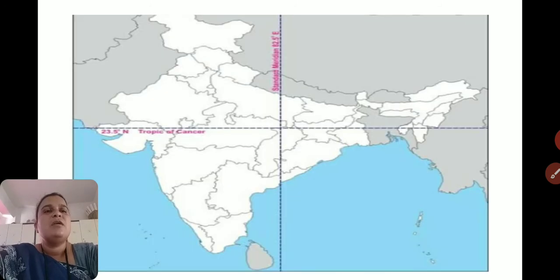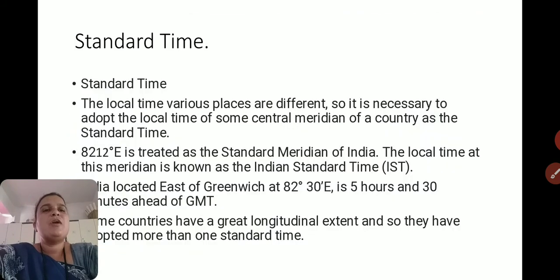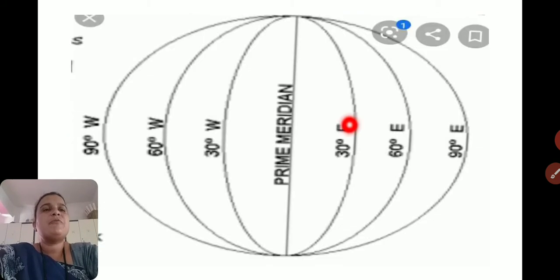You can see here in India, this is the Indian Standard Time, which is situated on the longitude 82 and a half degree in the eastern hemisphere. We are already in the eastern hemisphere. This area is in the eastern hemisphere, this area is in the western hemisphere. You can see the abbreviations used here: W means west and E means east. So India is in the eastern hemisphere.